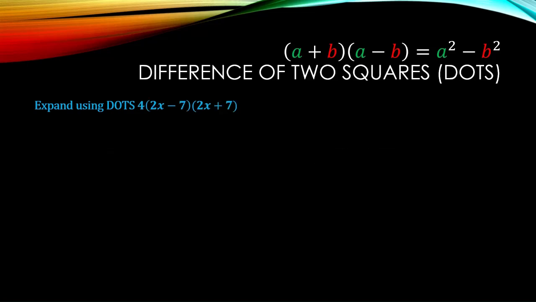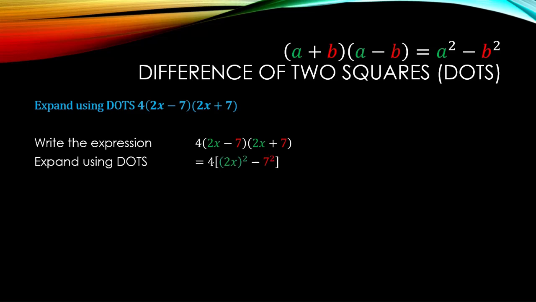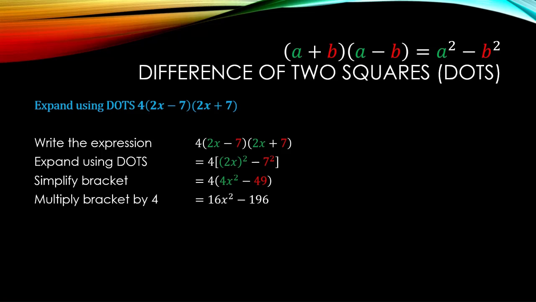Let's look at one more example. Multiply 4 by 2x minus 7 by 2x plus 7. 2x minus 7 multiplied by 2x plus 7 gives 4x squared minus 49. Multiplying the results by 4 gives 16x squared minus 196.